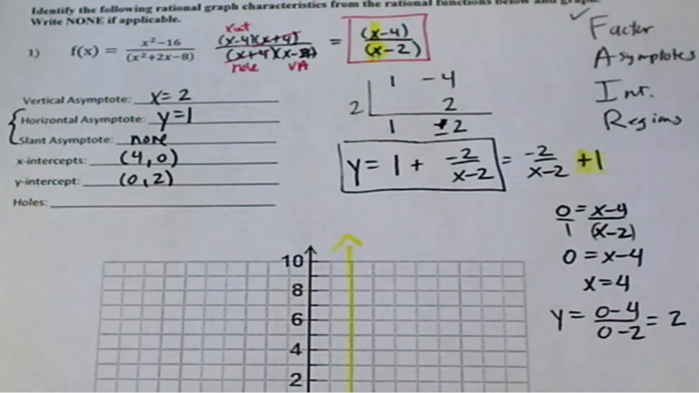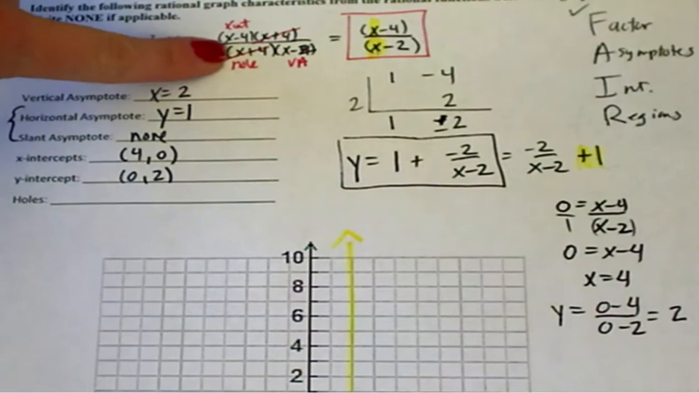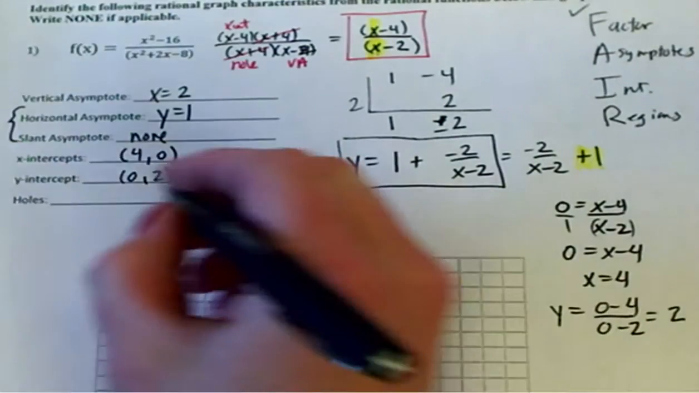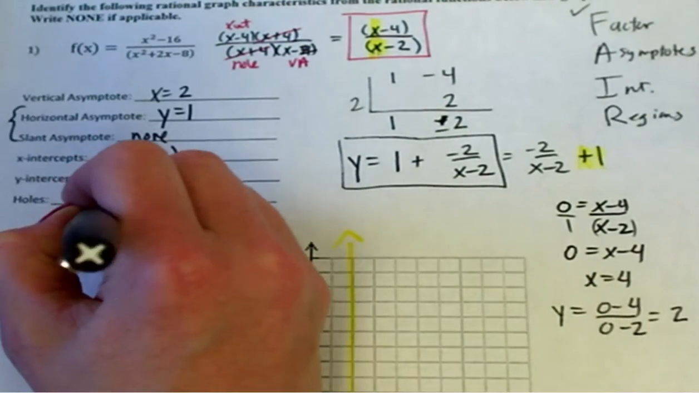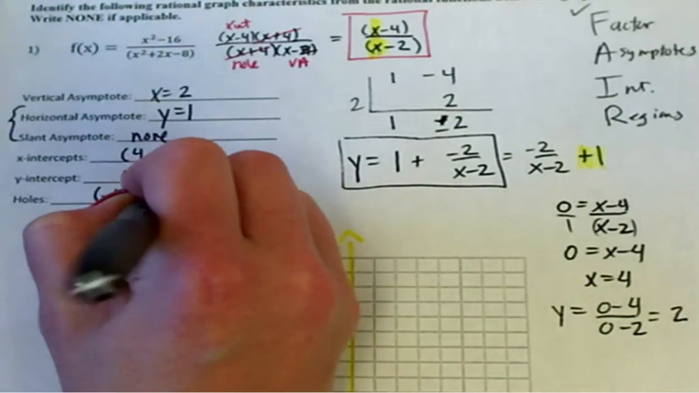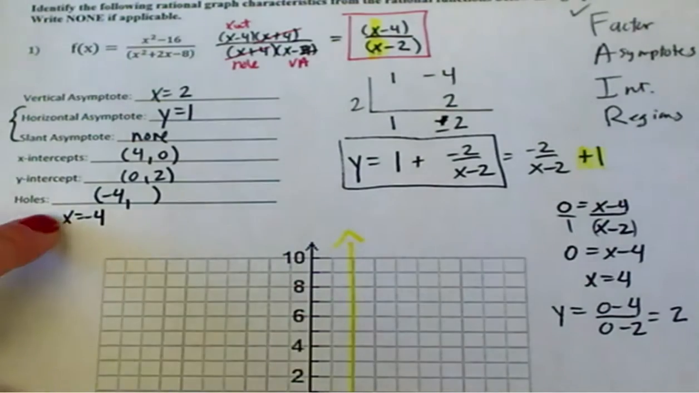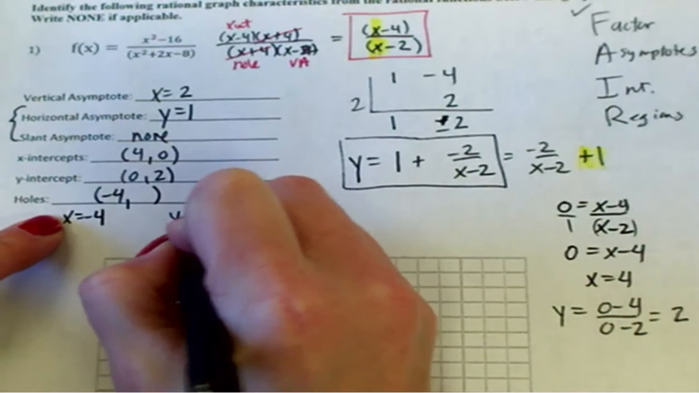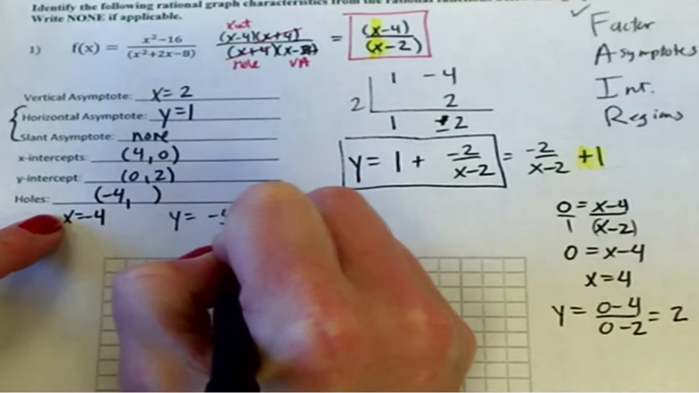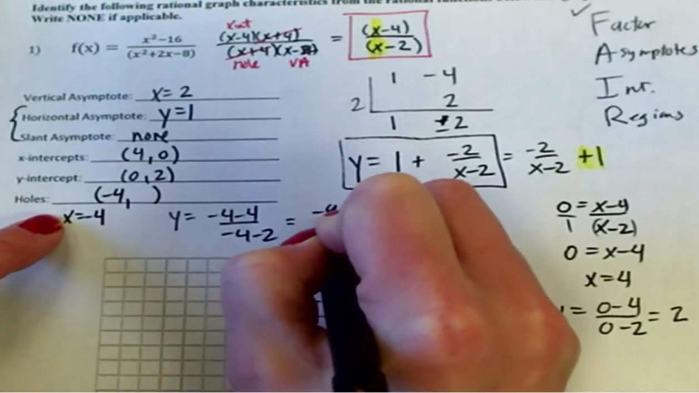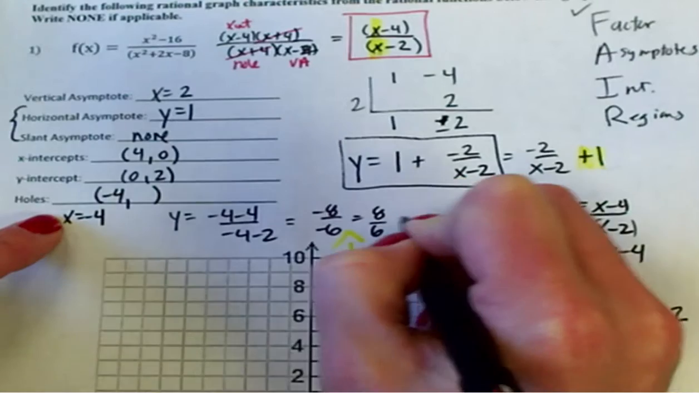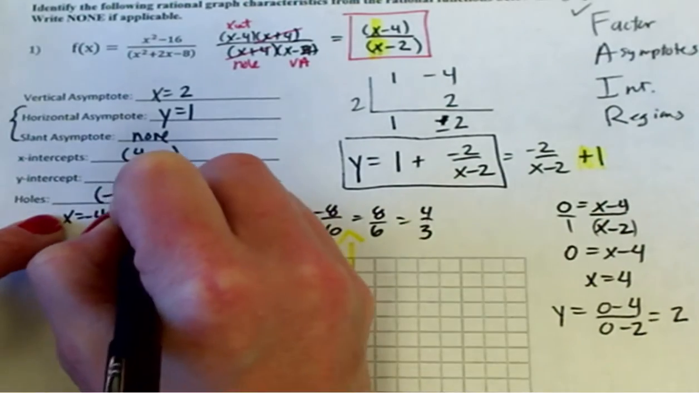If they are listed, right, x-intercepts are a point, give me both coordinates, x and y. Okay, the hole. Well, the hole is occurring at negative 4. The hole is a point. It's just like an x or y intercept. It's a point. So if I have x equals negative 4, negative 8 over negative 6 is 8/6, which is 4/3.